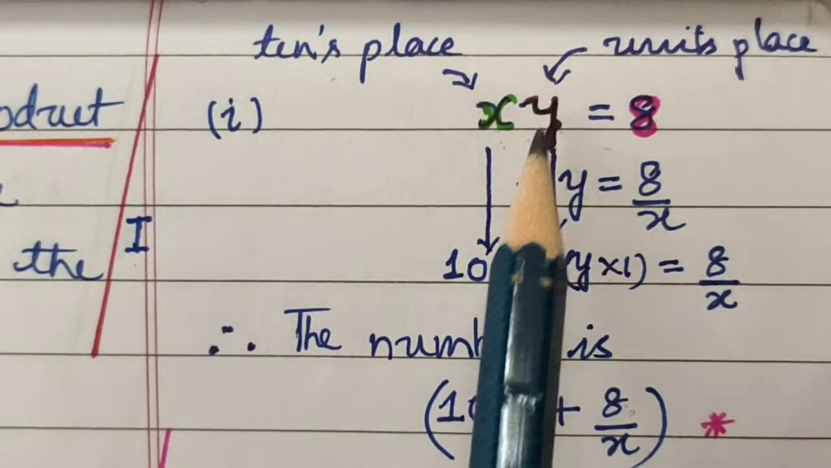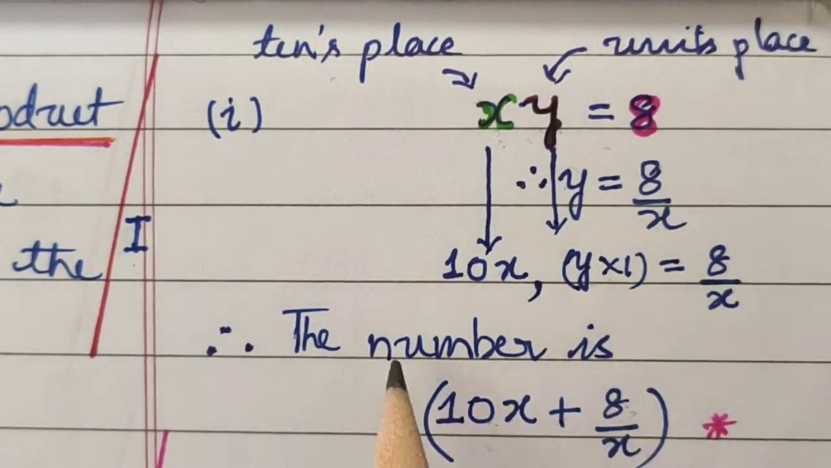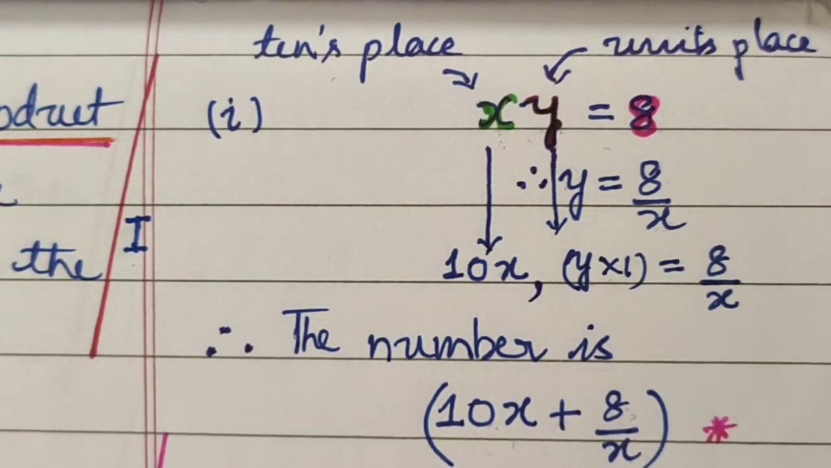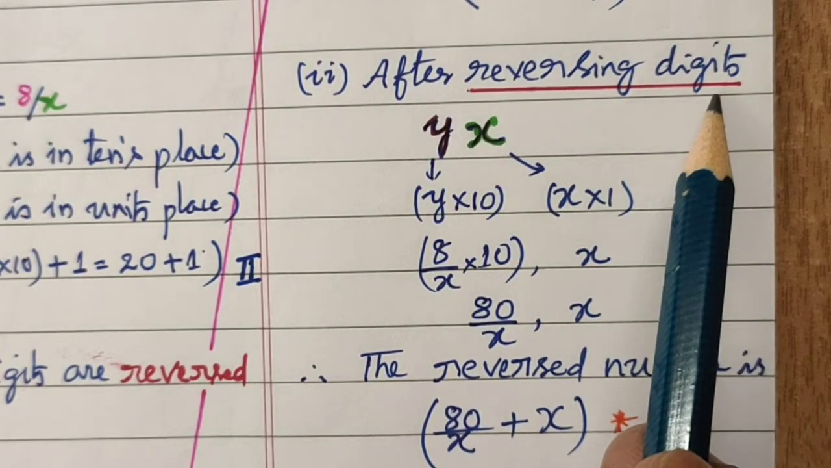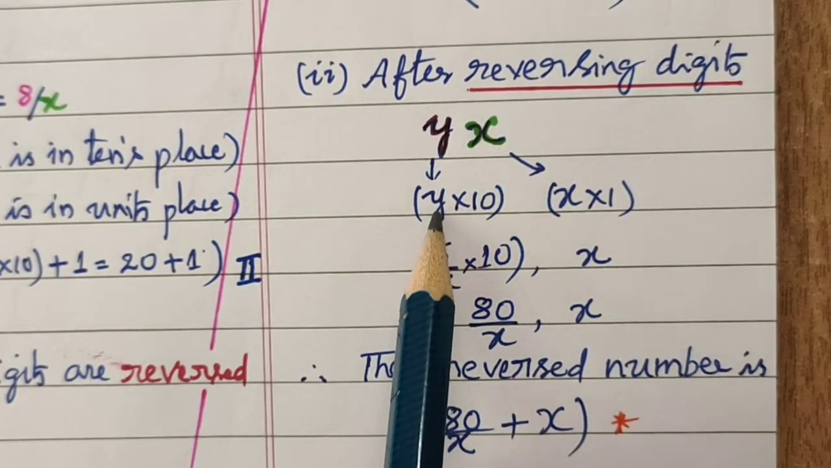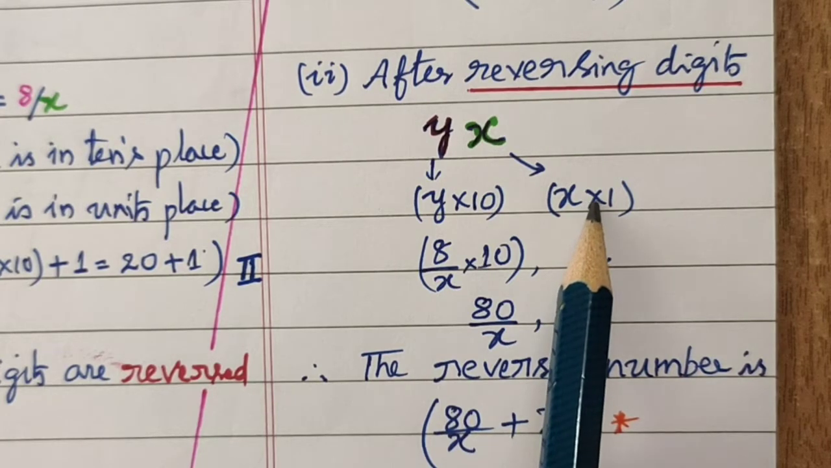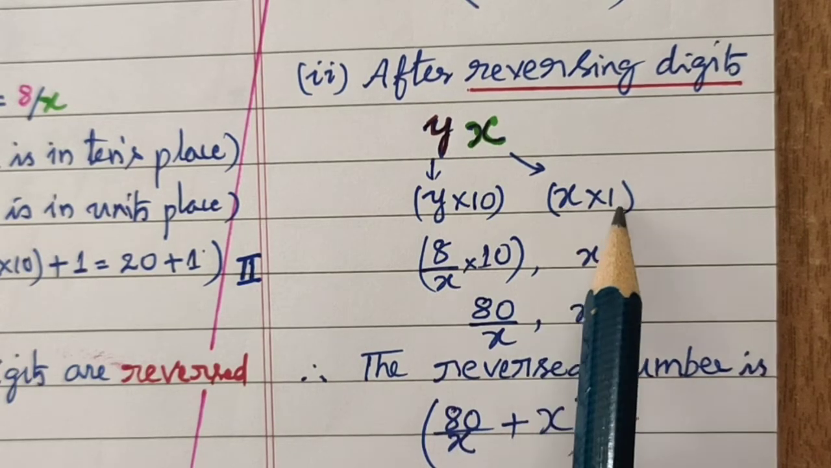In the first condition, the product of the two digits is 8. The number is going to be 10x plus, in y's place, we are replacing with 8 by x. After reversing the digits, earlier it was xy, so we reversed the digits. So y is there in tens place and x is there in units place. So this is going to be y into 10 and x into 1.